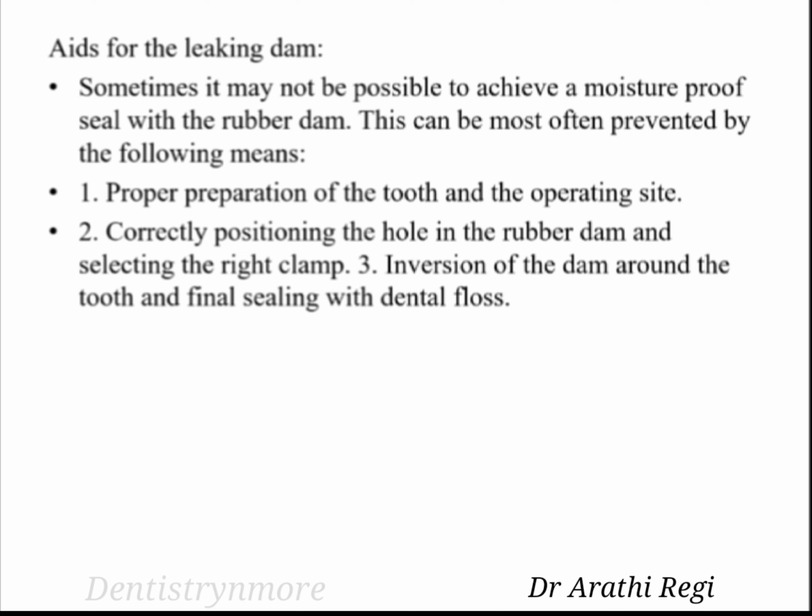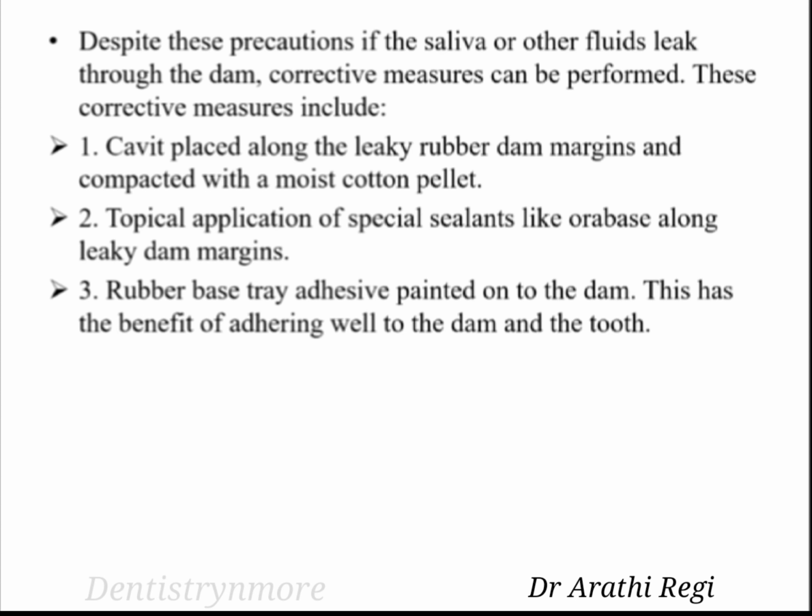Aids for the leaking dam. Sometimes it may not be possible to achieve a moisture proof seal with the rubber dam. So it is most often prevented by the following means. That is, first one is proper preparation of the tooth and the operating site. And next one is correctly positioning the hole in the rubber dam and selecting the right clamp. And third one is inversion of the dam around the tooth and the final sealing with the dental floss.